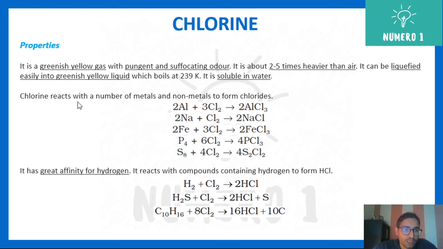Now, chlorine reacts with a number of metals and non-metals to form their chlorides. If you see AlCl3, NaCl, FeCl3, PCl3, S2Cl2, PCl5, there can be a lot of examples. It has great affinity for hydrogen. It reacts with compounds containing hydrogen to form HCl. So hydrogen with chlorine, you see HCl. H2S with chlorine, again HCl. Hydrocarbon with chlorine, again HCl plus carbon. You can see in all these reactions you form HCl. Just make a note of it, these are some of the general reactions.